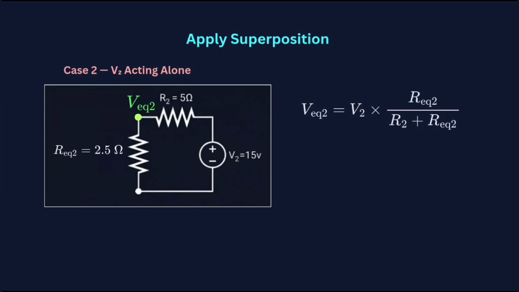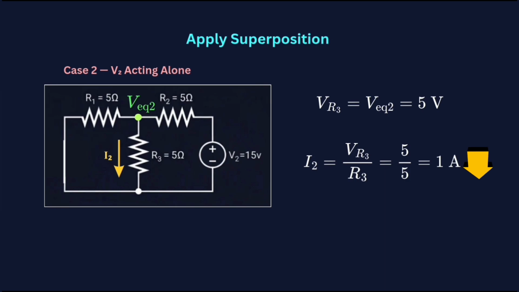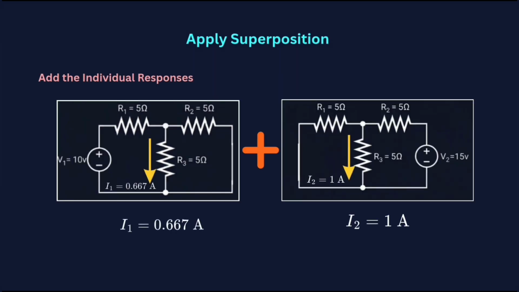So using the voltage divider rule, we get VR3 equal to V equivalent, which gives us 5 volts. Now to find the current through resistor R3, we just need to divide VR3 by R3, which is nothing but 1 ampere. And here also the current flows downwards. Adding the individual responses, we get the final result as 1.667 amperes, and the current here flows in the downward direction. But does this really give the same answer as the original circuit?